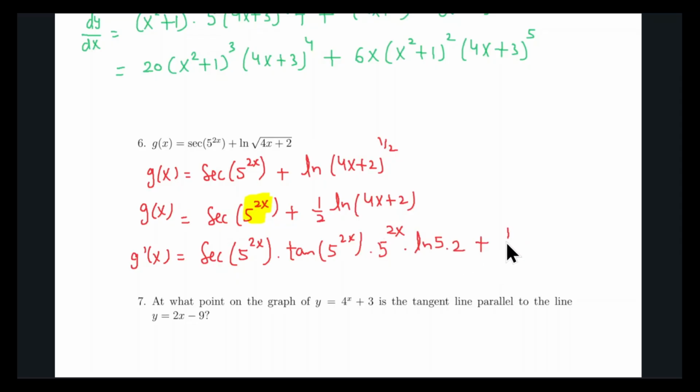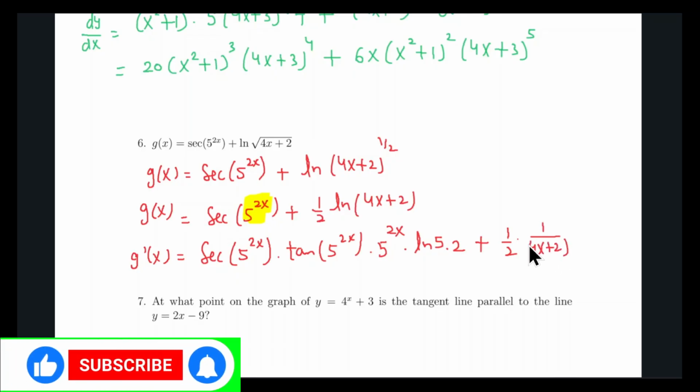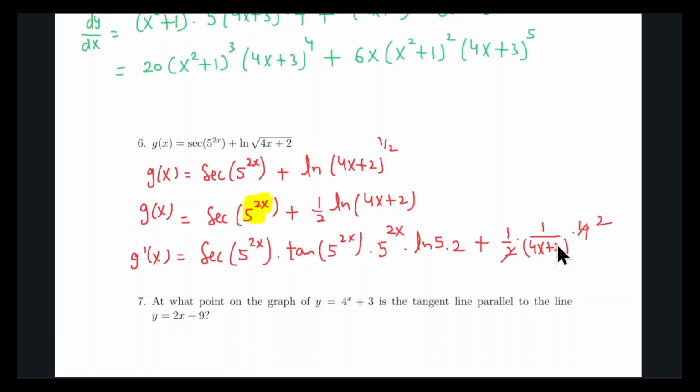Plus 1/2 remains as it is. The derivative of natural log is 1 over the inside thing, so 1 over 4x plus 2. But I'm not done yet, then I'll differentiate 4x plus 2, which is just 4 over here. Obviously, you can do 2 times 2 is 4, but other than that, I don't really think you can simplify anything else. So yeah, that's about it.